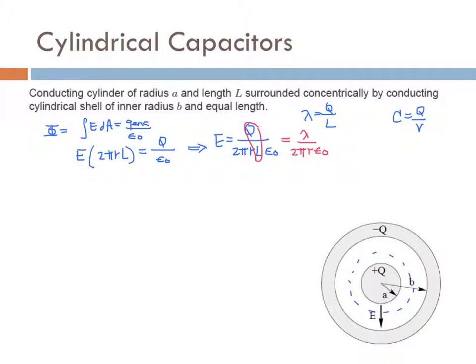Now I'm going to solve for my potential, which is the negative integral of my electric field with respect to r. Plug this in for my electric field, and take out my constants.